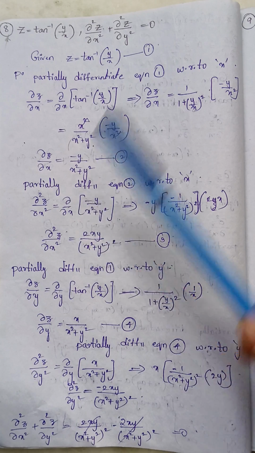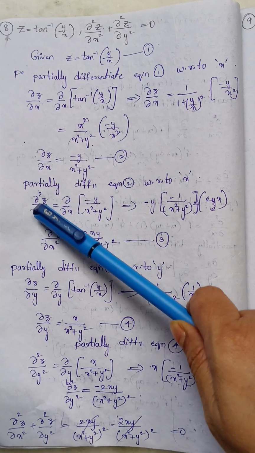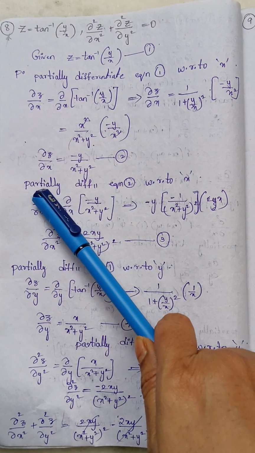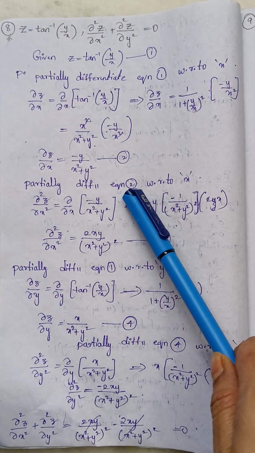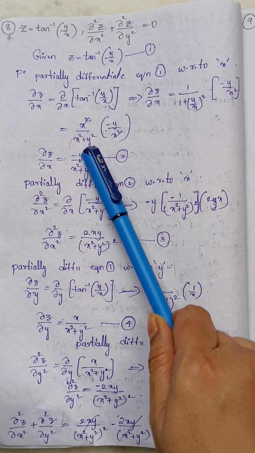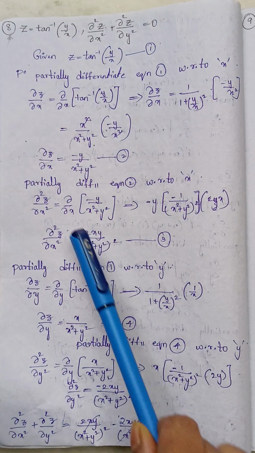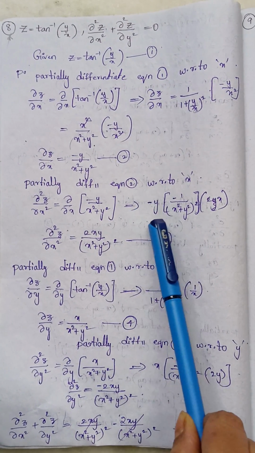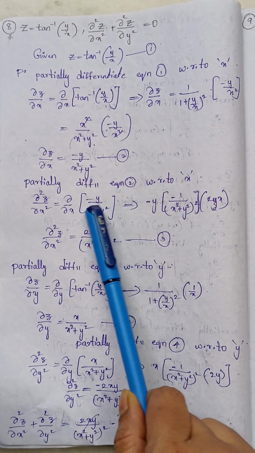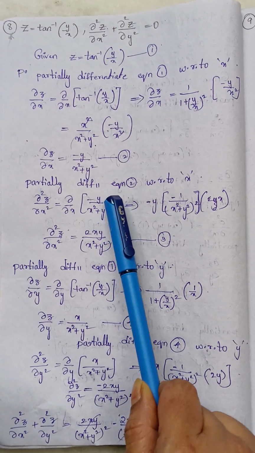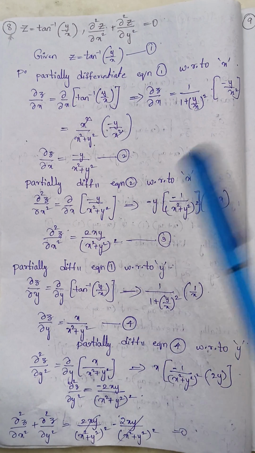Similarly, we can take this with respect to x again, because in the question it is given del square z by del x square. That's why partial differentiation of equation 2 with respect to x. Then it is del square z by del x square, here del by del x of this one. Again with respect to x, y is constant, so minus y constant as it is. And here it has an x term, so it is a function of the form 1 by x, and the derivative of 1 by x is minus 1 by x square.